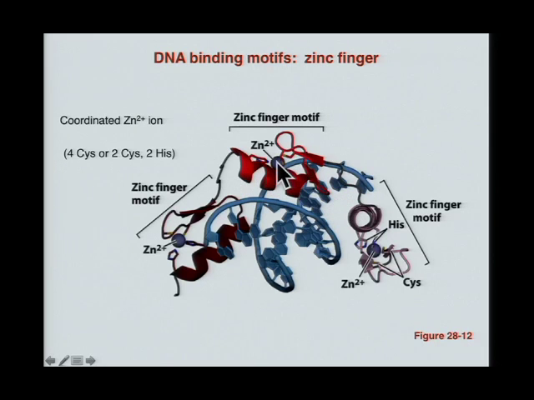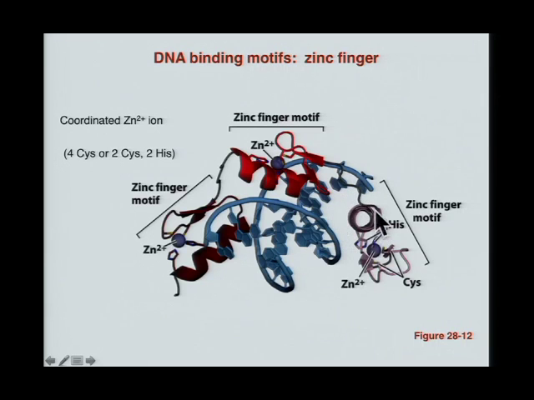And the zinc ion is helping to hold things together, okay? And so that's holding the tertiary structure of the protein together. But again, it's the same thing. You've got a helix, and here you can see one here. Here's another zinc finger motif. And you can see it maybe a little better.